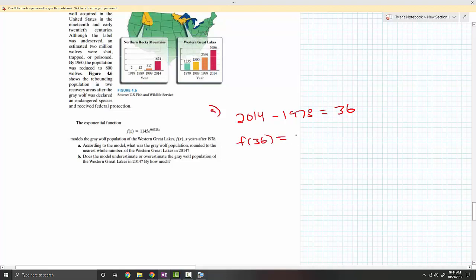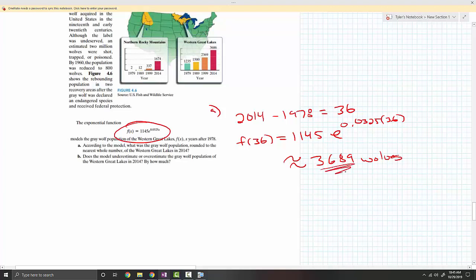So f of 36 would be 1,145 times e to the 0.0325 times 36. Just plugging that into this function, you should get that this is approximately equal to 3,689 wolves. You can plug that into your calculator and give it a try, but this should be the whole number that you get.